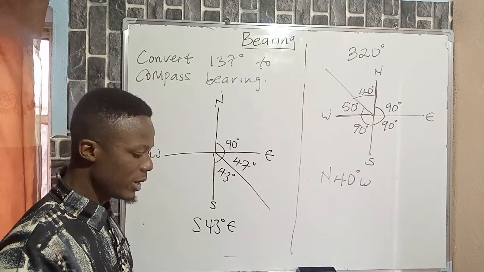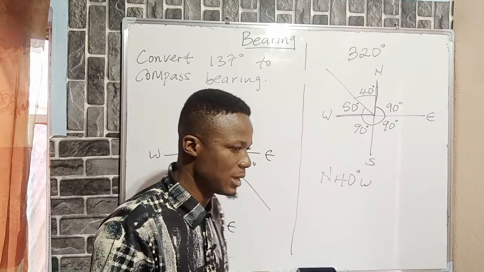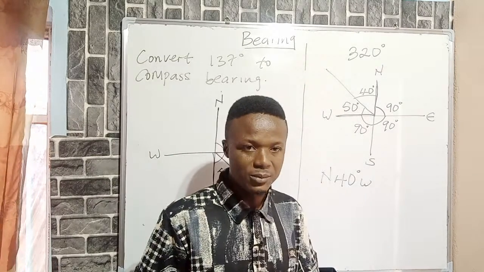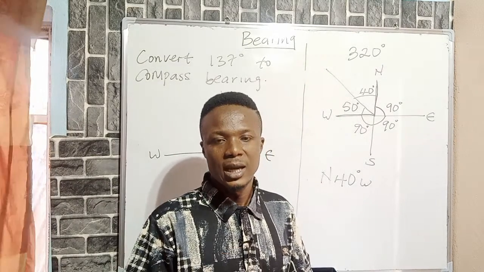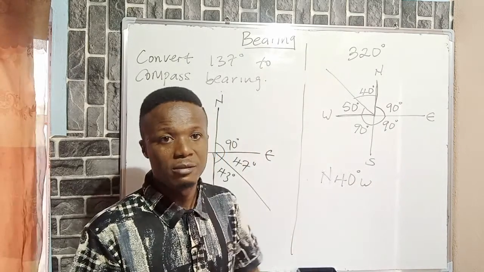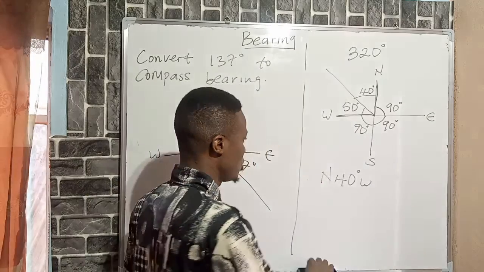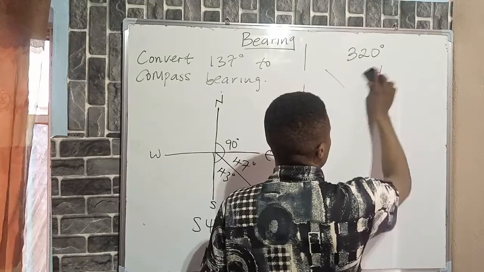So you've seen a good way of moving from one type of bearing to the other, the compass and the 3-digit bearing. They are the same thing, but their representations are different. So if you master both of them and the relationship that exists between them, if a question comes up in bearing, it will be so easy for you to take the question up and get an excellent result.